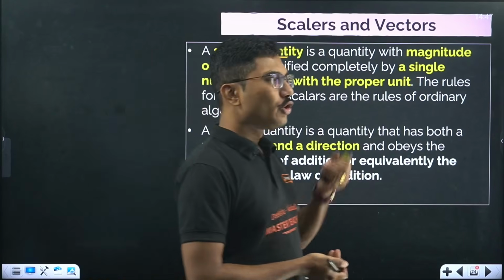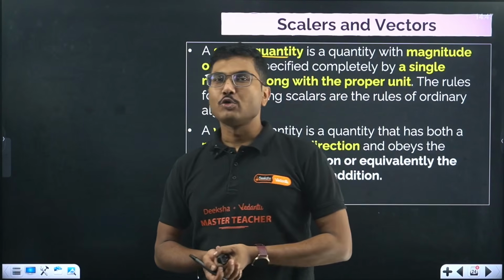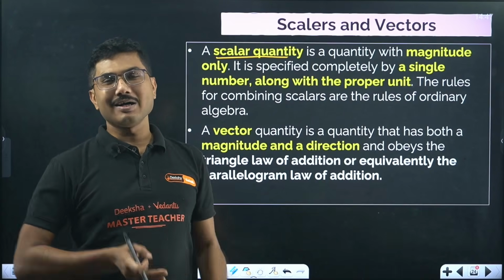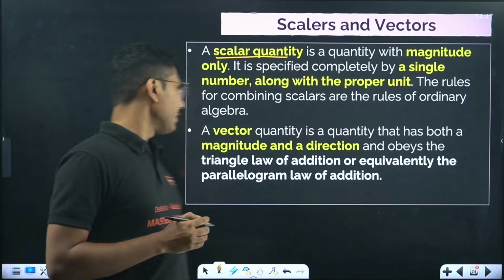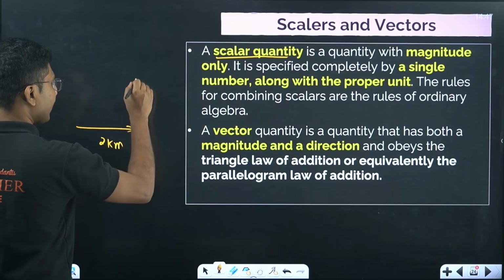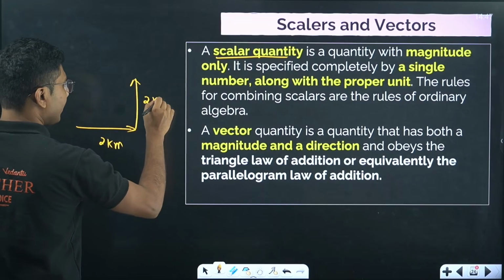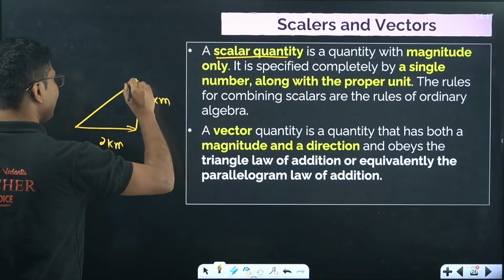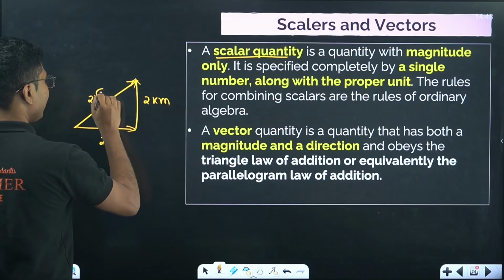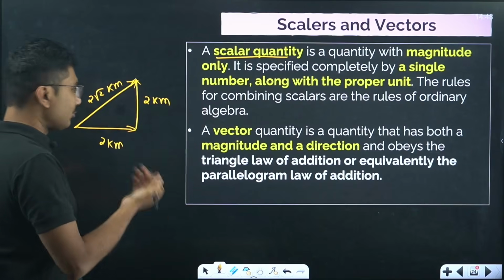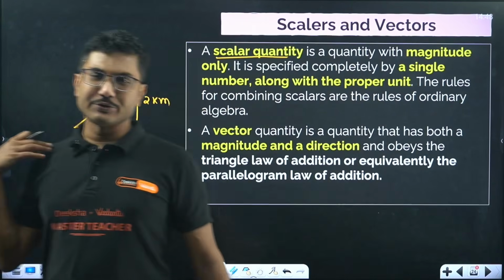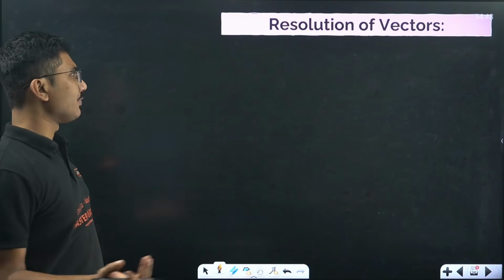For example, if you travel 2 km in the east and then 2 km in the north, suppose this is how you traveled. Now what is your displacement? Your displacement will be in the northeast direction and it will be 2 root 2 km. It is not 4 km. So 2 plus 2 is not always 4. Here we are using the triangle law of addition. You can use the parallelogram law of addition as well.